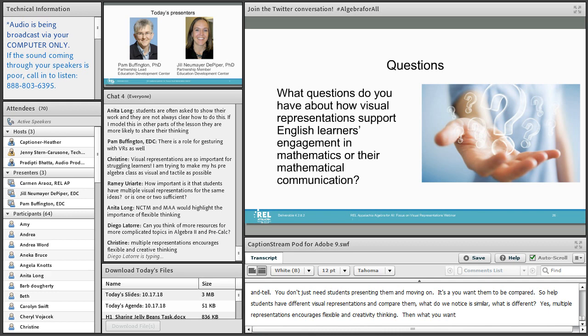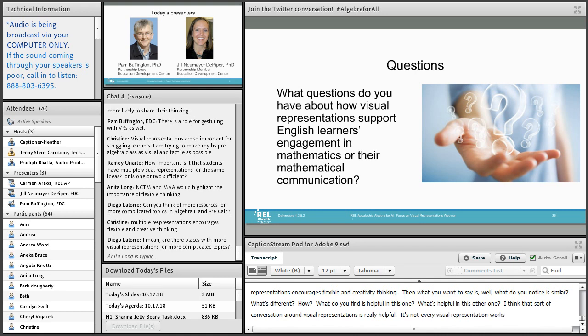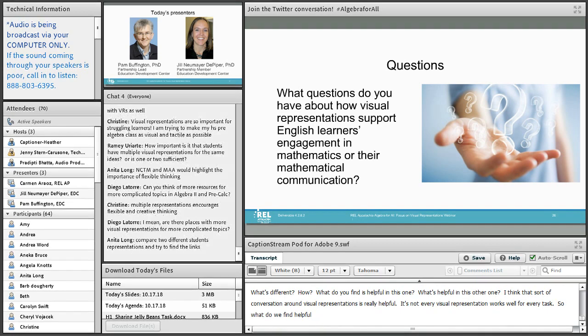And then what you want to say is, well, what do you notice that's similar? What's different? What do we find that's helpful in this one? What's helpful in this other one? And I think that sort of conversation around visual representations is really helpful. Not every visual representation works well for every task. So what do we find helpful in this, and what do we not find helpful?